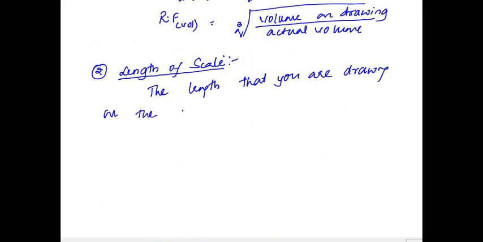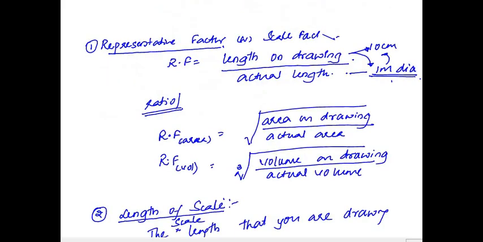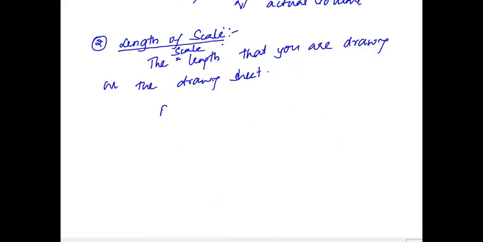On the drawing sheet, the scale length you are drawing on the drawing sheet. So once again, for a given representative factor, we can draw a scale of any length. For example, the steel rule or the plastic rule that you are using has a representative factor of 1:1. Actually, it is drawn to its actual size, which we discussed in the beginning.